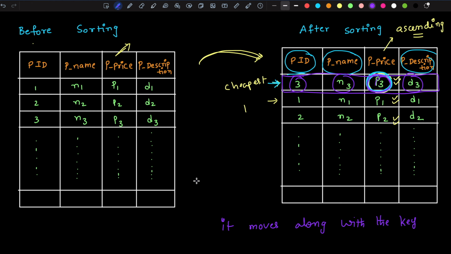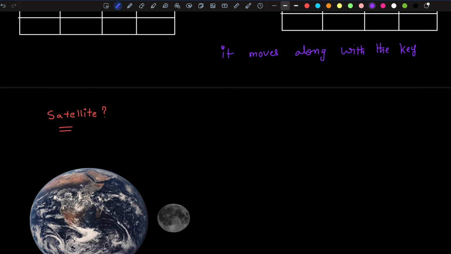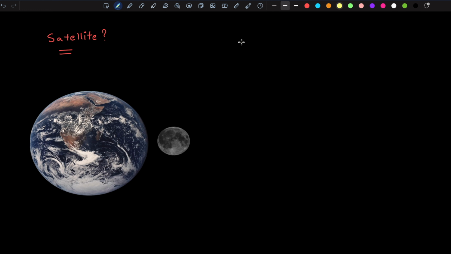Now the most important question here is why the term satellite, right? The word satellite comes from astronomy. For example, consider earth and moon. The moon is the satellite of the earth. Let's say I have a sun and earth moves around the sun, the moon also moves along with the earth. In the same way, wherever the key moves during the sorting, the satellite data moves along with it.